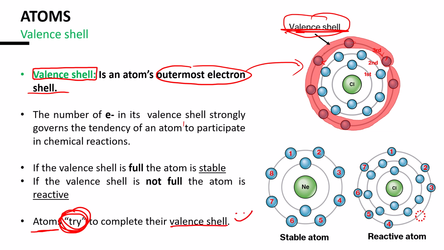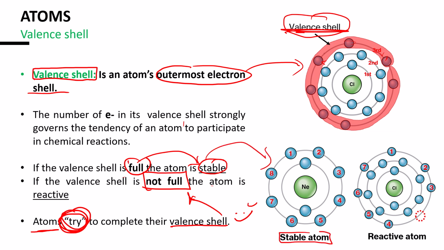So let's read this concept. If the valence shell is full, the atom is stable. In other words, it is happy. If the valence shell is not full, the atom is reactive. And we have two examples of this. This is a stable atom, neon, because the valence shell, which is the outermost, is complete.